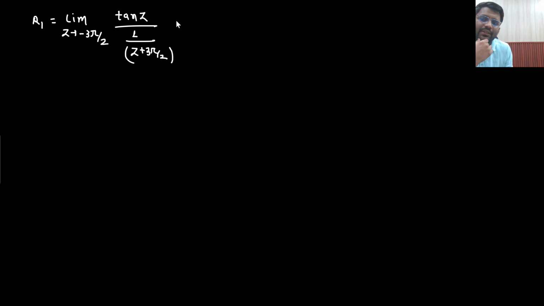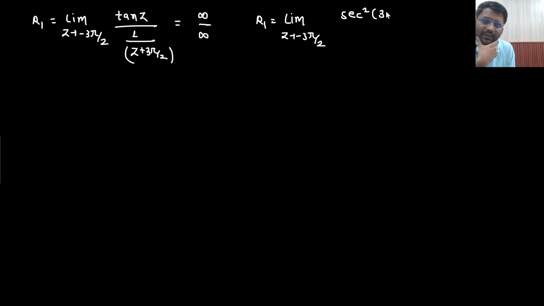Now this is your infinity, because at minus 3 pi by 2 you will get infinity, and this is also infinity only. So it has become infinity by infinity form. You can apply L'Hopital rule. So limit z tending to minus 3 pi by 2, differentiation of the upper one, sec square z. Again it will become indeterminate form only. Divided by the differentiation of this part, that will become minus 1 upon z plus 3 pi by 2 whole square.